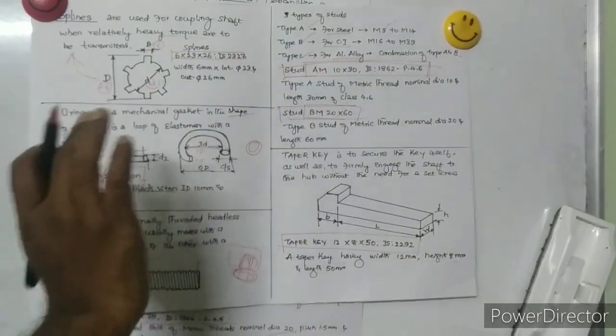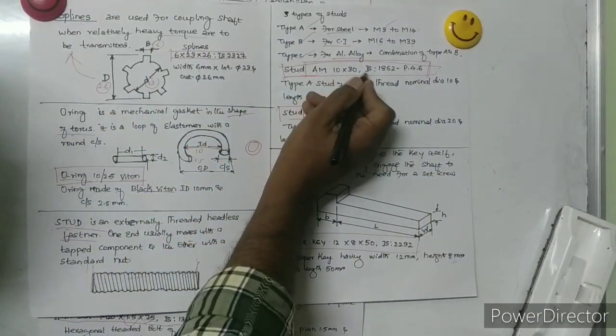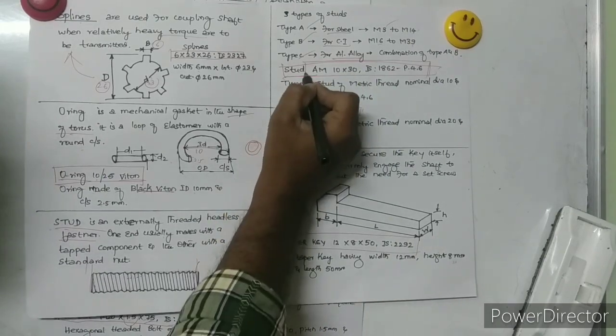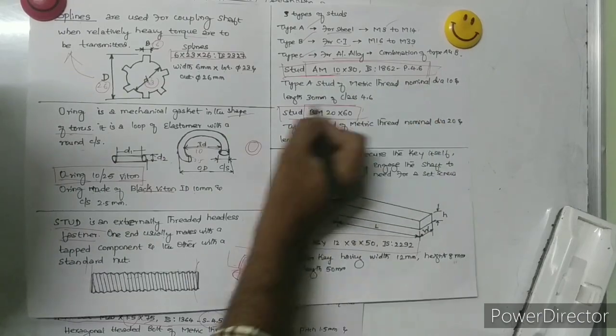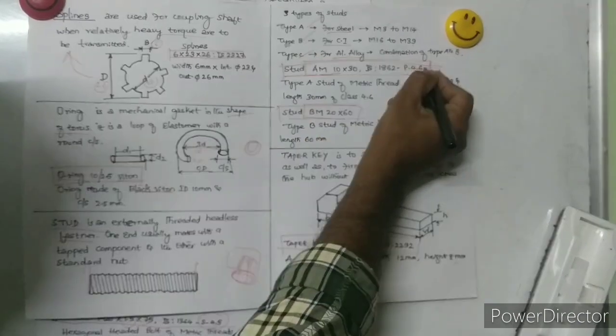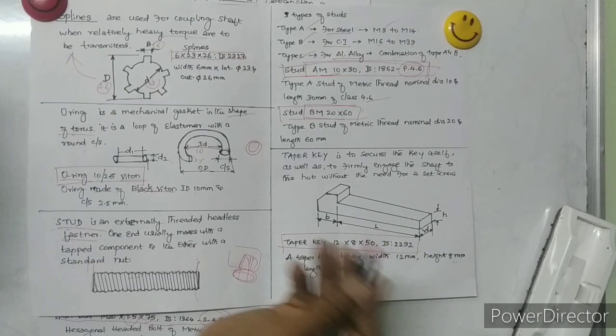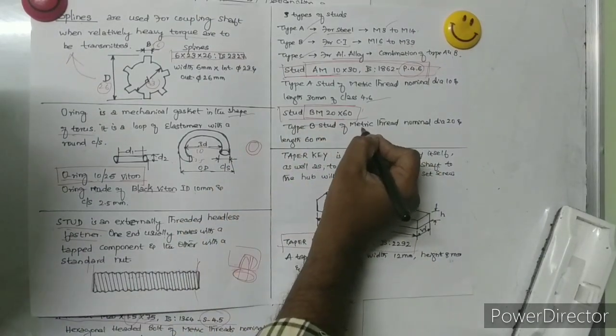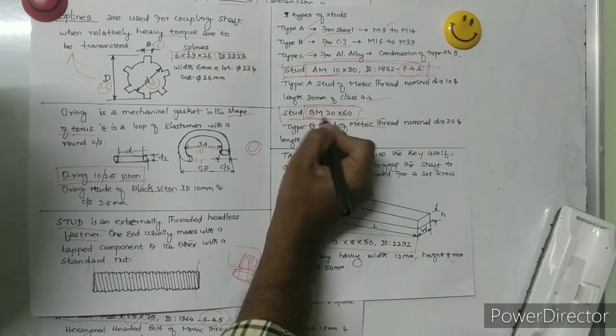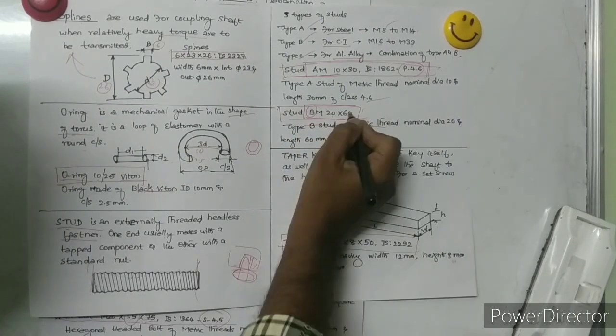If in the exam they ask what is AM, that means you should write type A stud of metric thread, 10 mm nominal diameter and 30 mm length, and class is 4.6. It's very simple, no? Again, type B stud of metric thread, 20 mm nominal diameter and length is 60 mm.